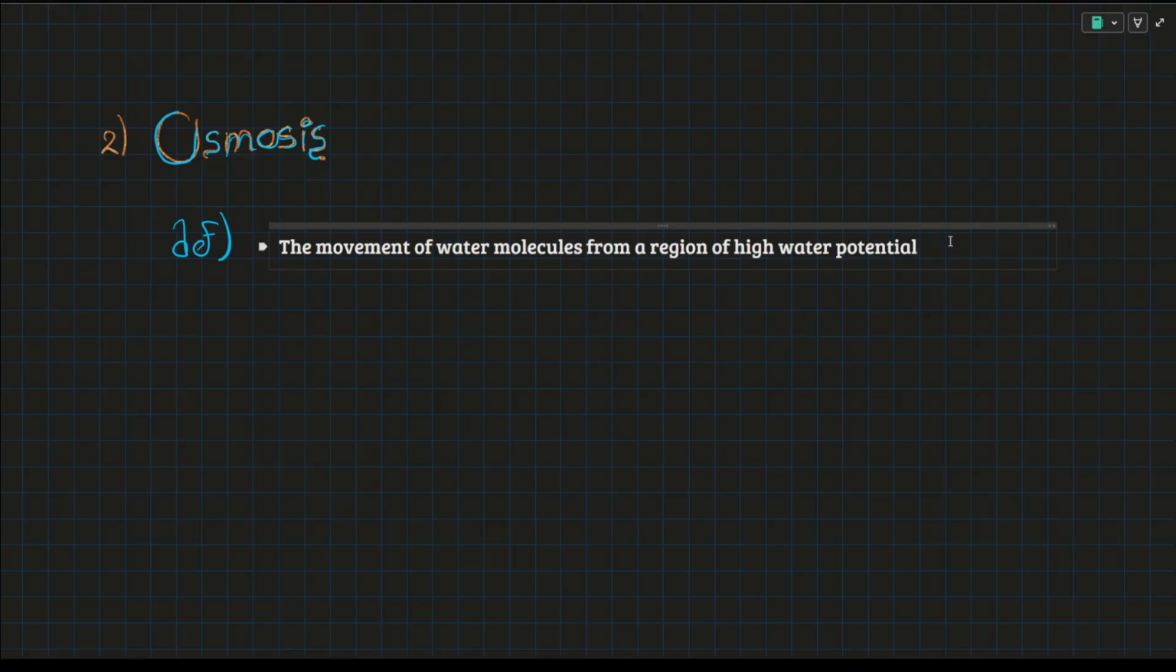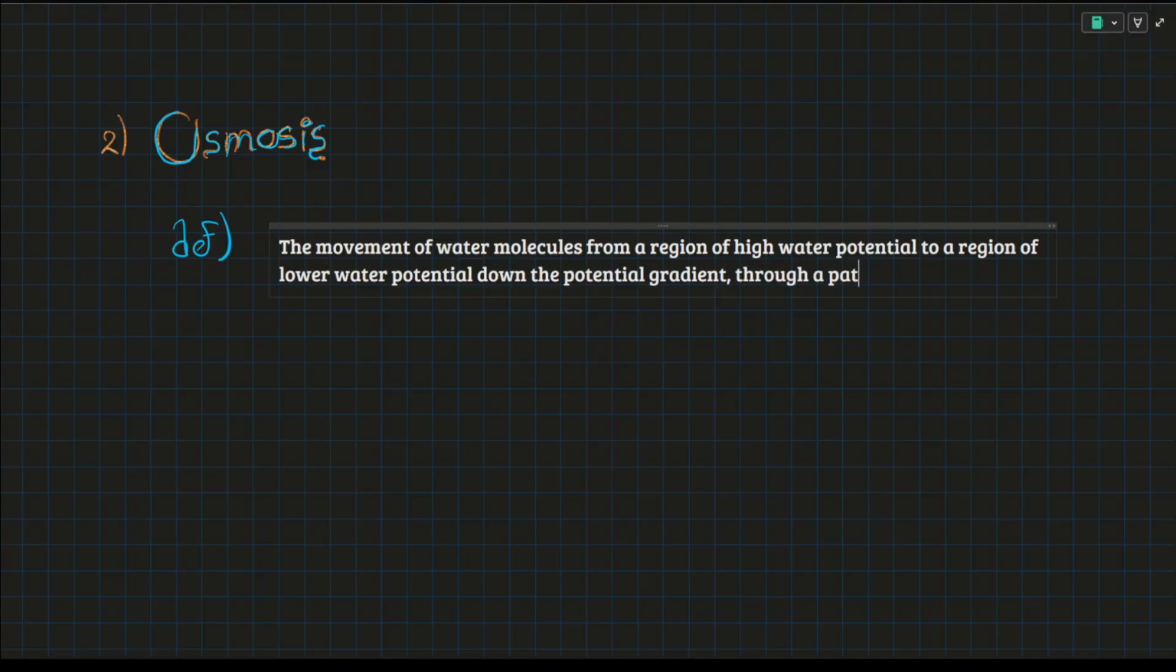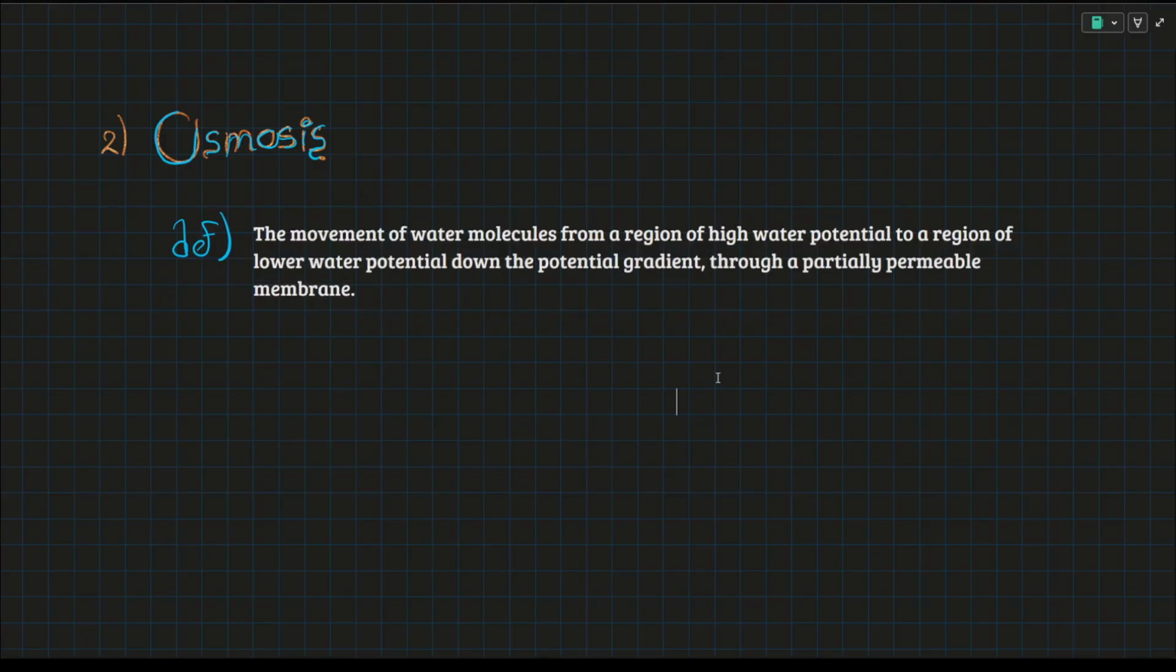So this is when water is moving from a region of higher water potential to a region of lower water potential, down the water potential gradient, just like the concentration gradient. Here's the kicker when it comes to osmosis. We have to go through a semi or partially permeable membrane. For example, a cell membrane. A cell membrane is partially permeable. That we established.